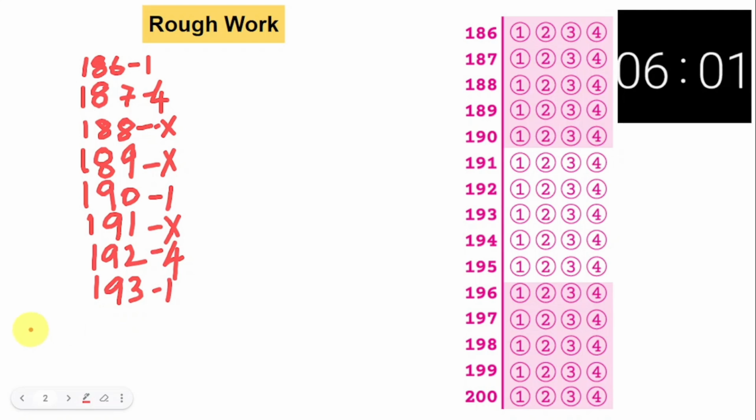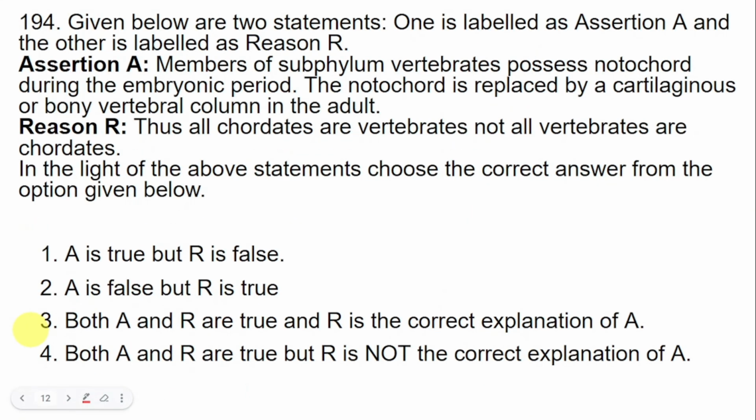Okay. Next one. Okay, we cannot avoid it. Let's attempt it. Given below are two statements. One is labeled assertion and the other is reason.